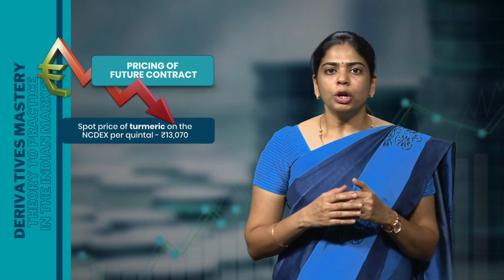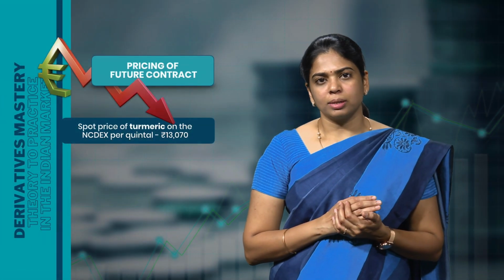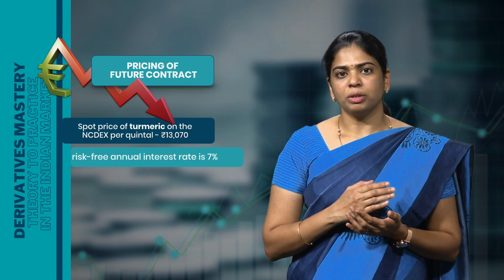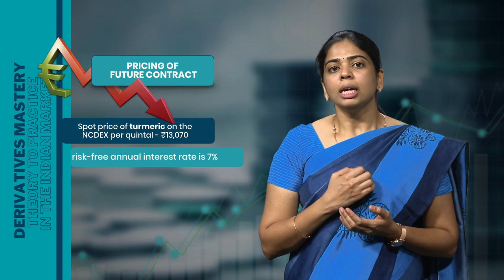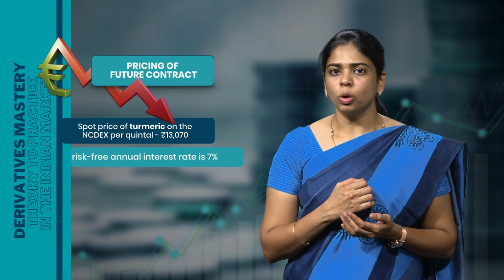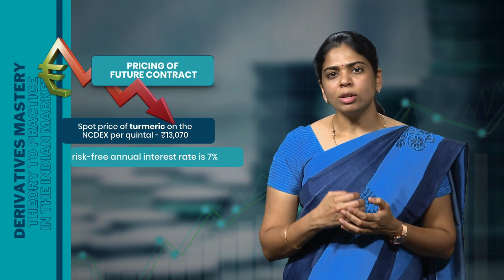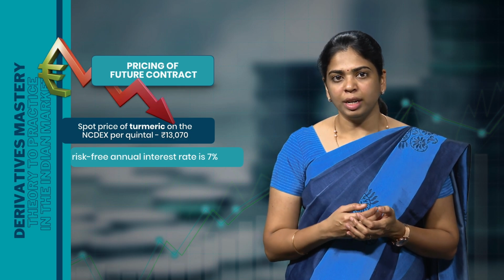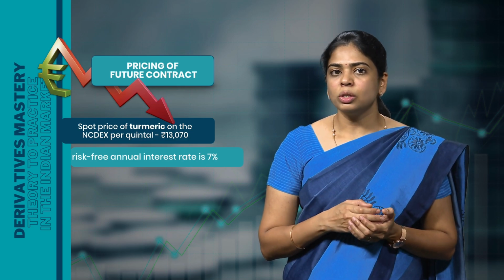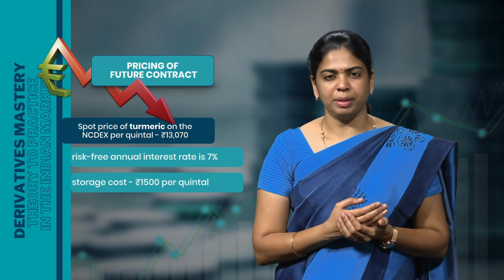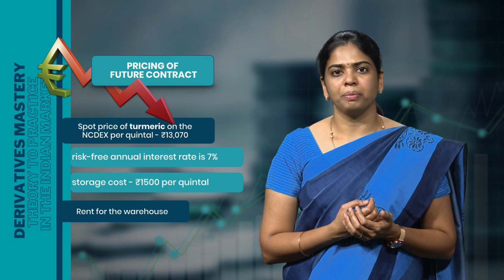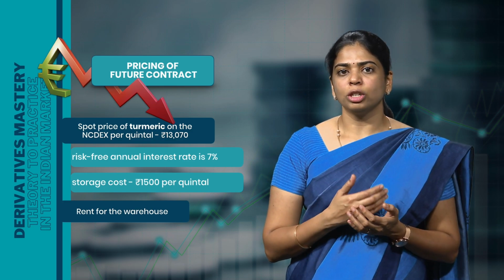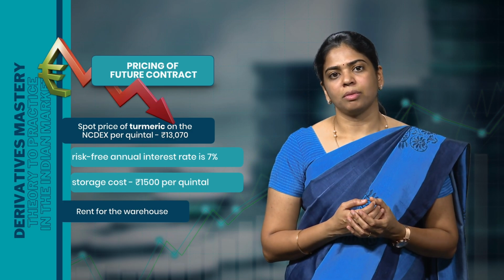Now let's move on to another example with storage cost. The current spot price of turmeric on the NCDEX, which is National Commodities Derivatives Exchange, is rupees 13,070 per quintal. A trader wants to determine the fair future price of delivery in 6 months. Assume the risk-free annual interest rate is 7%. The storage cost for turmeric is 1500 per quintal. Calculate the fair future price of turmeric in 6 months.